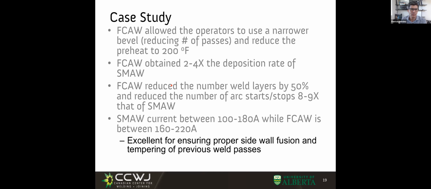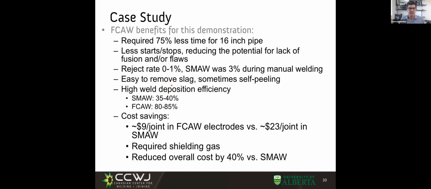And because they were using flux core, they could use a narrower bevel. And we know that the cross-section of the bevel tells us how much metal we need to put in. And if it is narrower, we need less metal, and we need fewer passes. And look at this. The bottom line here is that by switching from stick welding to flux core, they had enormous savings, 40% savings. And in this case, the case was kind of self-evident.